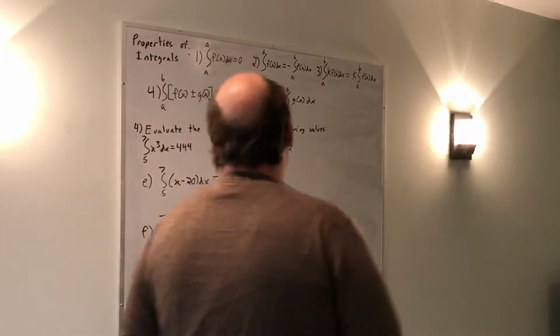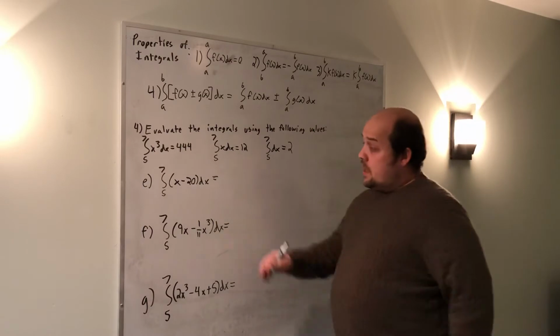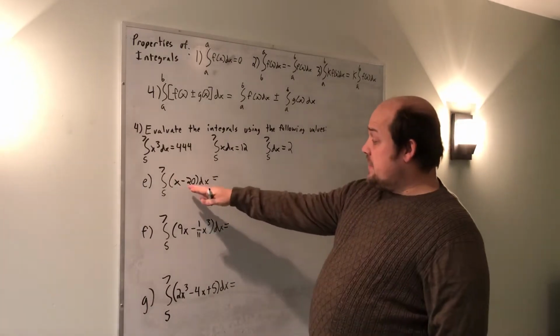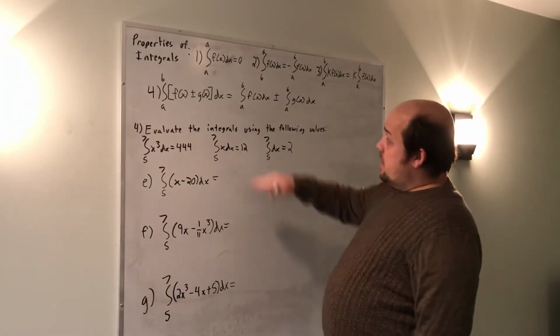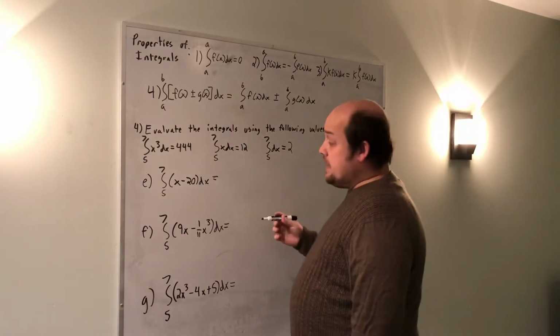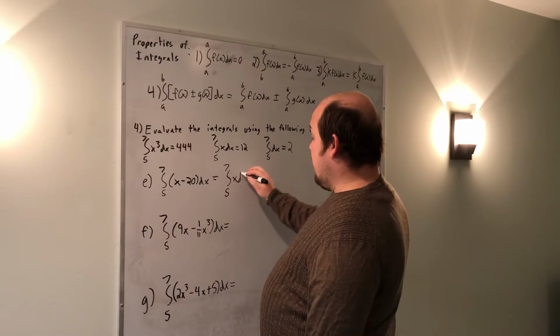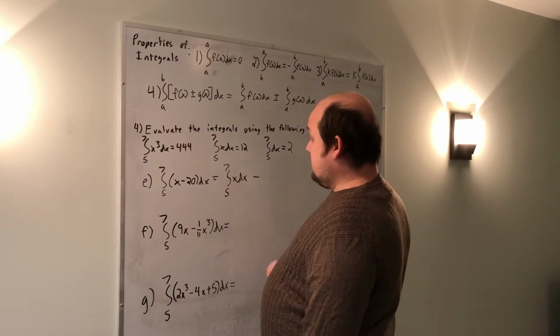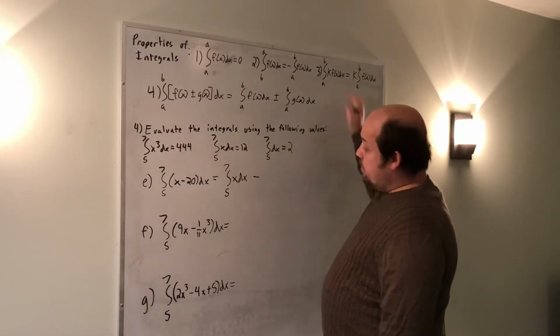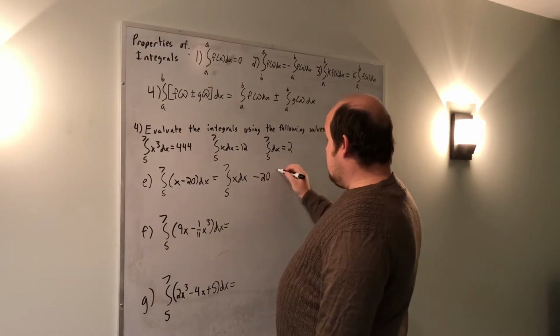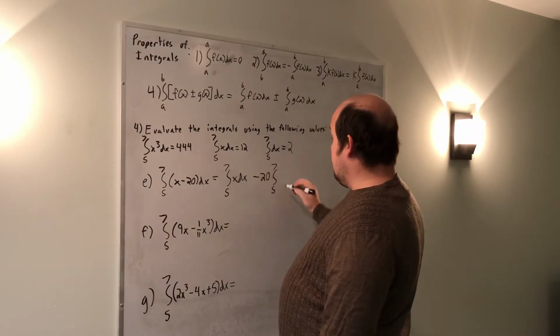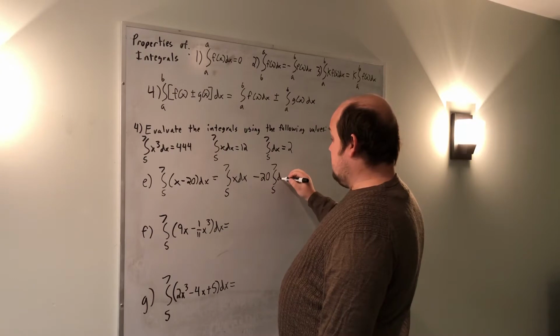Continuing on with the last three problems in this section, I start out with the integral from 5 to 7 of x minus 20 dx. I'm going to use this fourth property to split that, so it's going to become the integral from 5 to 7 of x dx minus, I'm going to use the third property to pull out this 20 times the integral from 5 to 7 of dx.